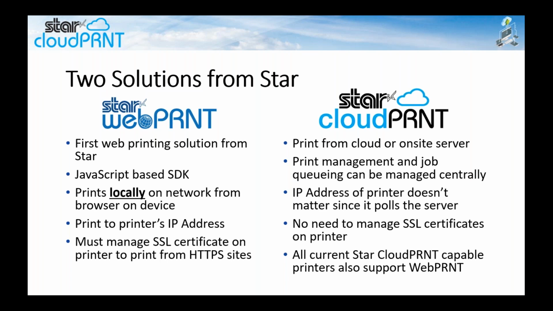So you could actually take a printer out of the restaurant, stick it in your house or something, and still print to it. So very easy to manage from that perspective. You don't have to worry about a lot of networking things. You can use DHCP on your router to give out the IP address and be confident that it's going to be stable.